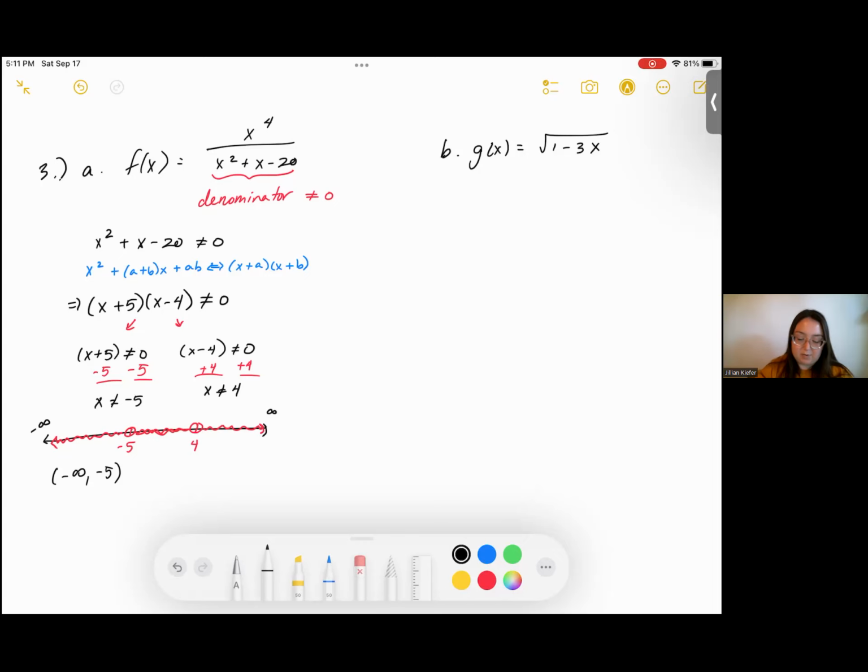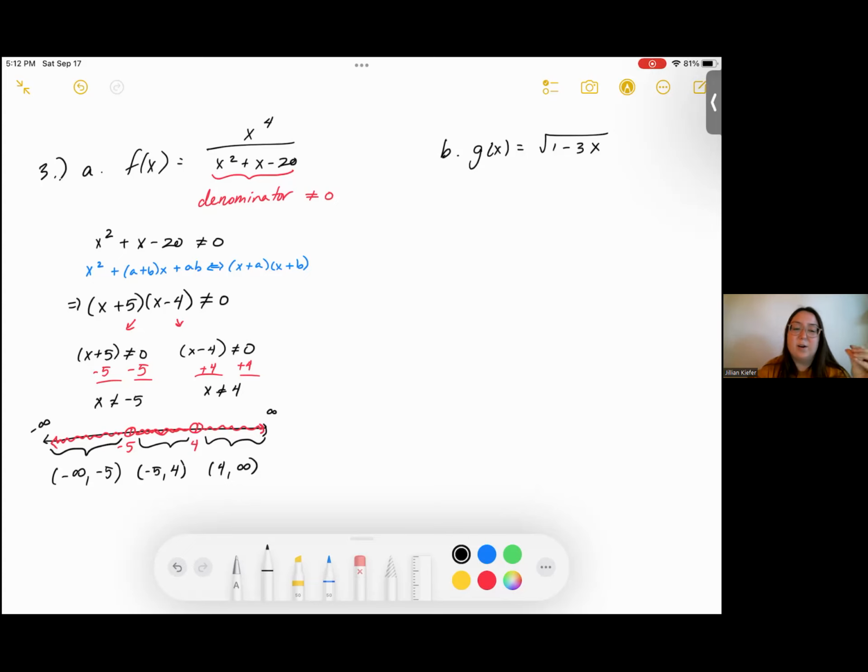We're going to write our second interval. This was the first one, now we have the second, and this will be the third. Our second is all the values between negative 5 and 4. Since we still can't include negative 5 or 4, we're still using parentheses. And we're going to write out that interval, negative 5 to 4. Then our last interval is going to be 4 to infinity. Once again, still using parentheses. So we have our 3 intervals.